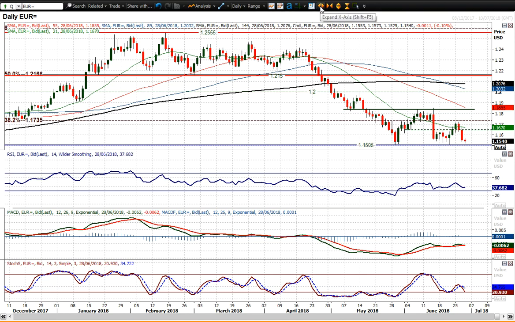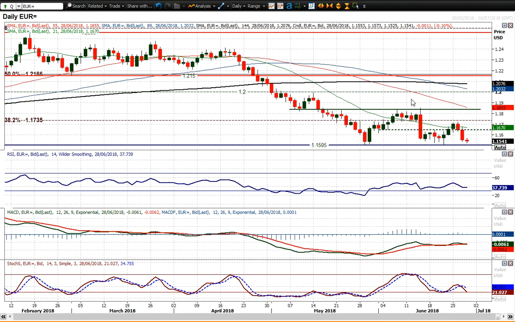But I think we need to see the support starting to build again today. Today's low, 1.1525, probably needs to remain intact now.